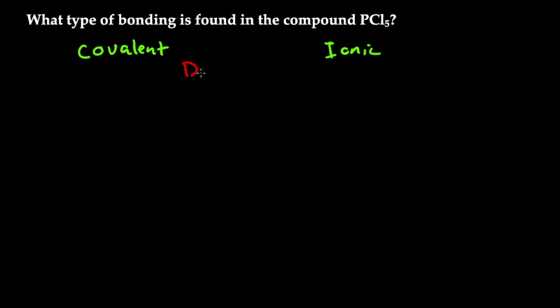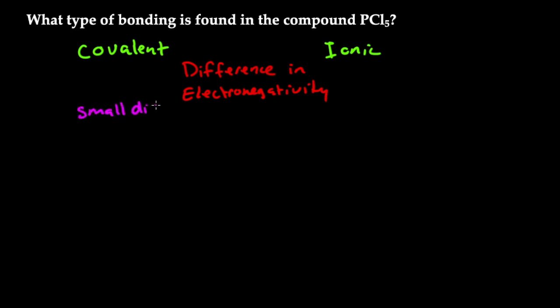So I'll put right here that we have the difference in electronegativity. If there's a very small difference in electronegativity, then it's going to be a covalent bond. So I'm going to put a small difference here. If the difference is small, then it's going to be covalent. And if the difference is large, it's going to be ionic. So I'll put large difference over here.